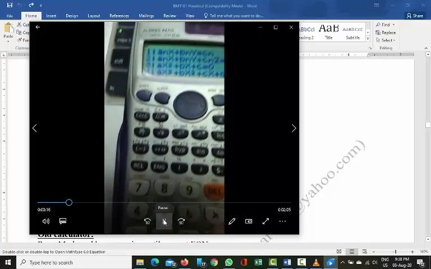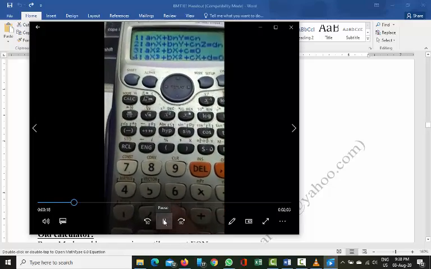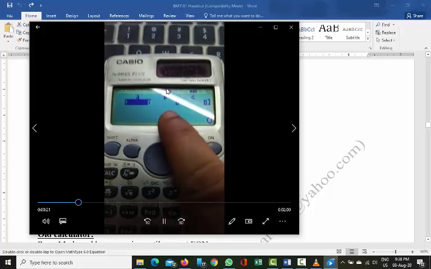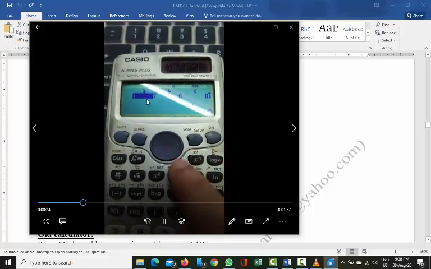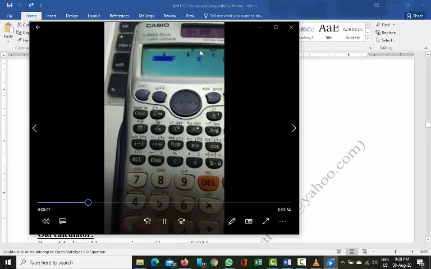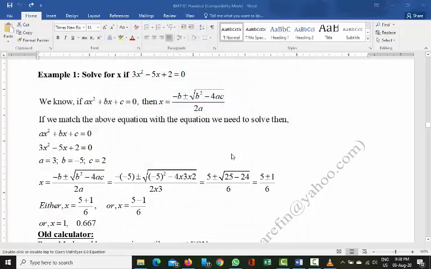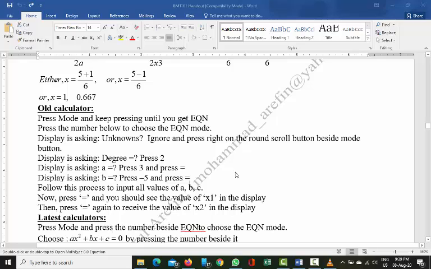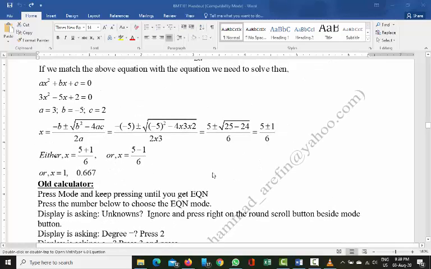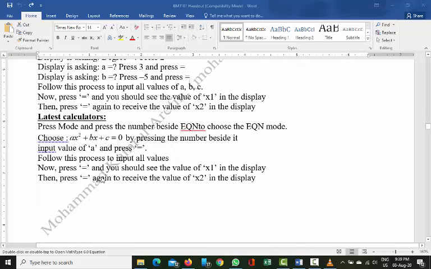If you press number 3 here, you will see A, B, C. You should enter the value of A and then equal, then the value of B and then equal, and then the value of C and then equal. Then press equal again. You will see the value of x1, the first value of x, and if you press equal again, you should get x2, the second value of x. As I said before, if you want to come back to normal mode, you should press mode and then 1 to get back to normal mode.